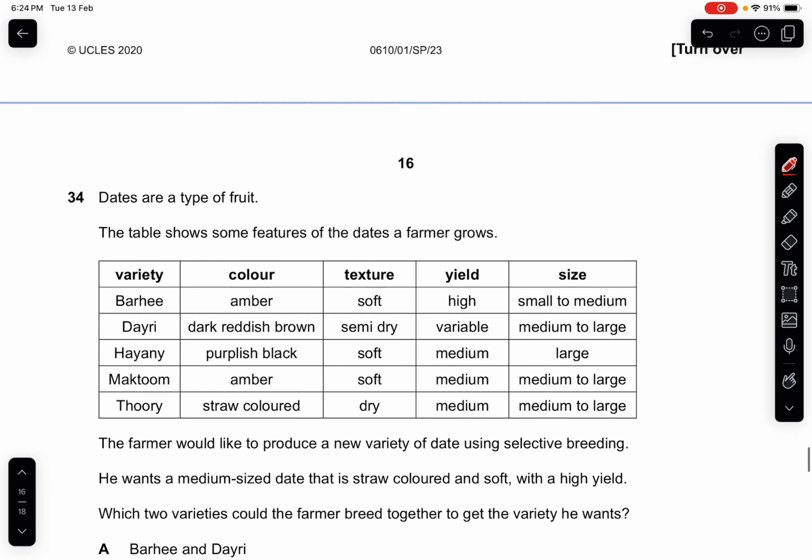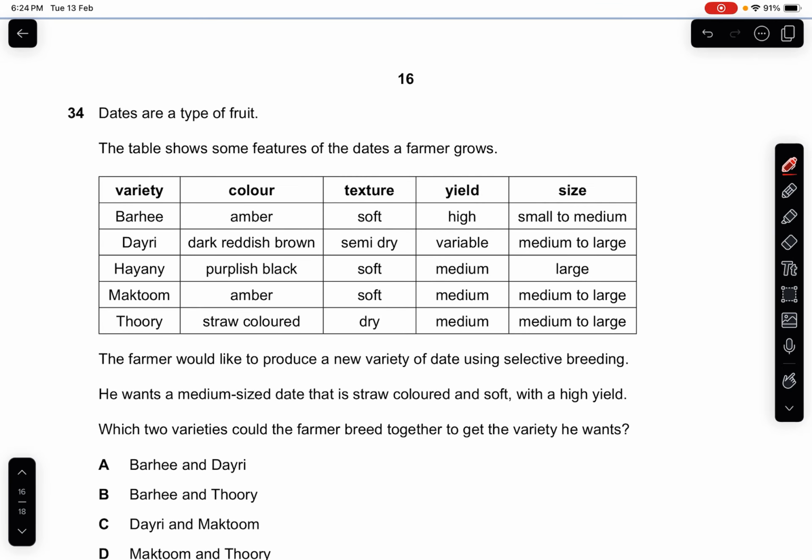Okay, so question 34. Dates are a type of fruit. The table shows some features of the dates a farmer grows. The farmer would like to produce a new variety of date using selective breeding. He wants a medium-sized date that is a straw color and soft with a high yield. Which two varieties could the farmer breed together to get the variety he wants?